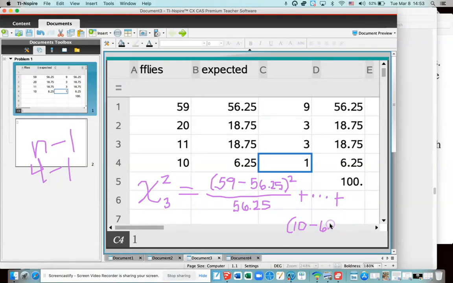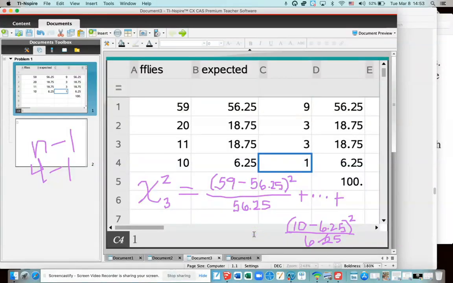So let me just do the last one. 6.25 is what I expected. And then I have to square the difference, the residual, and divide by the expected. Well, that's getting really messy. My computer's getting jittery right now. Okay, so I would just do the first one, write it out, get the last one, and that would be how you would calculate chi-squared by hand.